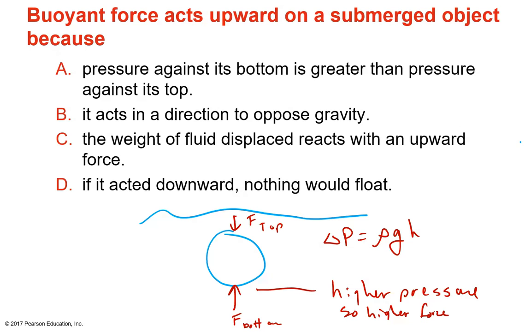So the pressure against the bottom is greater than the pressure against the top, which is why you had a net upward force giving you buoyancy.